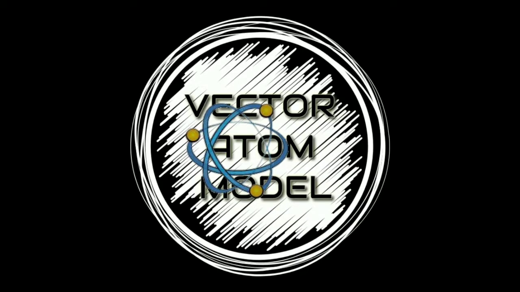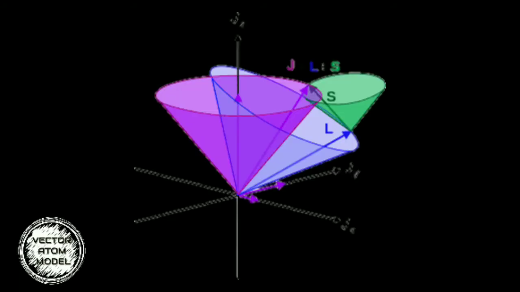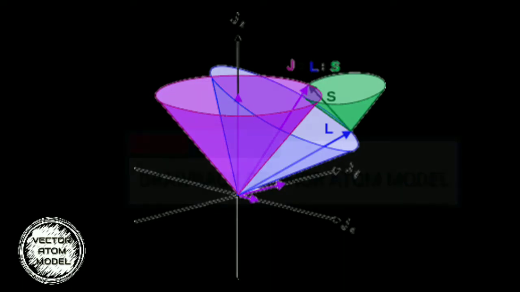Vector atom model. Vector atom model is an extension of the Bohr and Sommerfeld atom model. Before we consider the vector atom model, we have to discuss the drawbacks or limitations of the Bohr atom model.